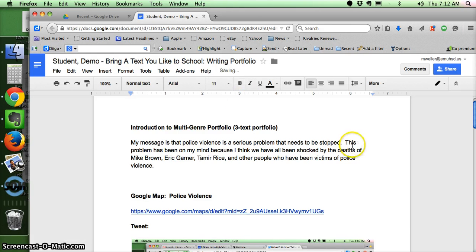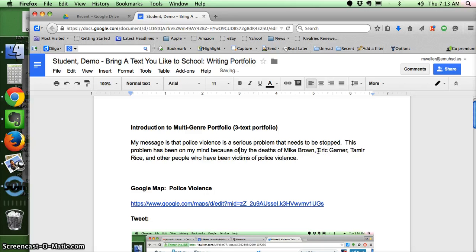I'm not 100% happy about this because the point isn't that we were shocked. The point is that people died. So I might take this out. So actually I think I'm going to do that. I'm just going to take this out. And that gets more to the point. It's not about me. It's about the people who are being hurt by this violence.